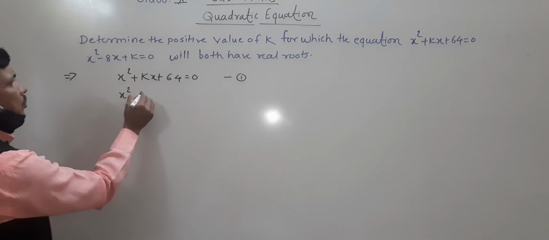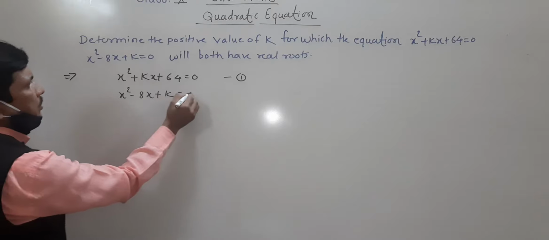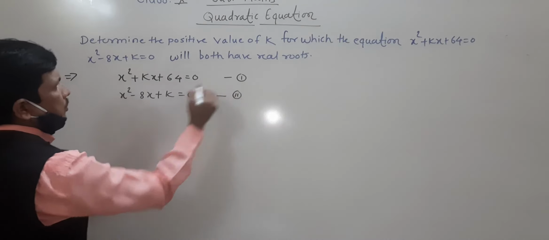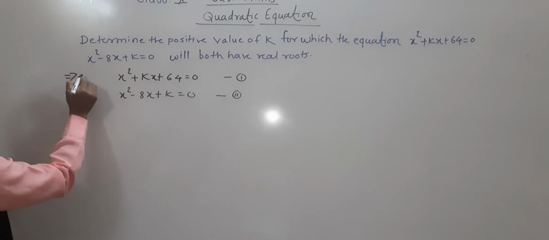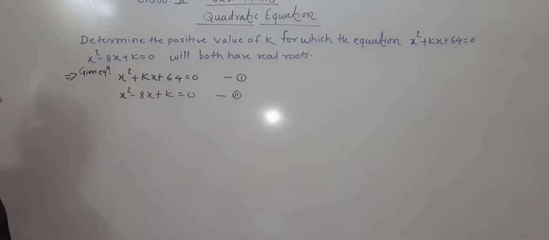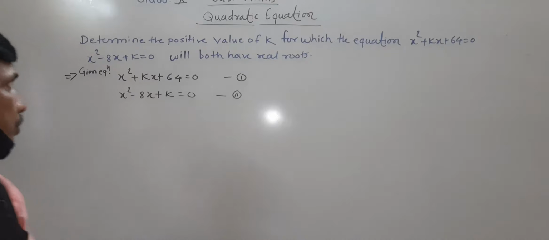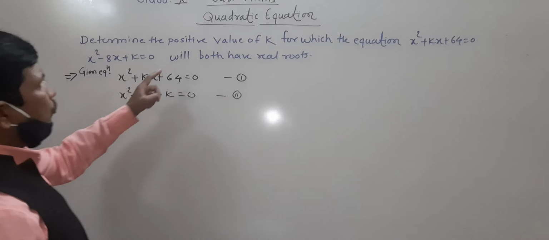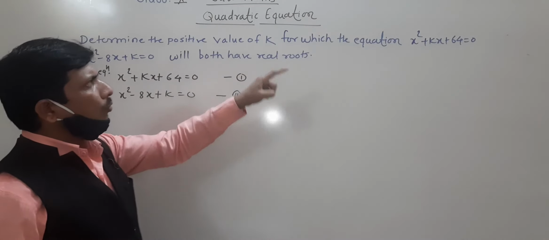The second equation is x square minus 8x plus k is equal to 0. This is the second equation. Okay, so here we can write the given equations. Given equations are x square plus kx plus 64 is equal to 0 and x square minus 8x plus k is equal to 0. The equations are given and what they have told us is that both will have real roots.